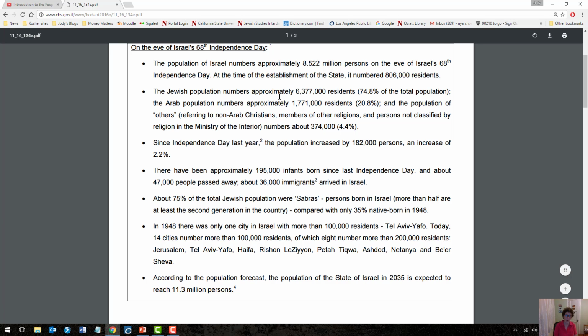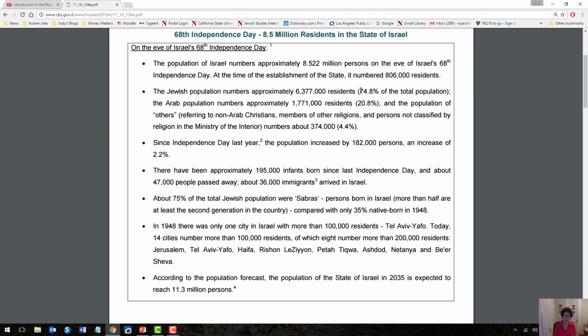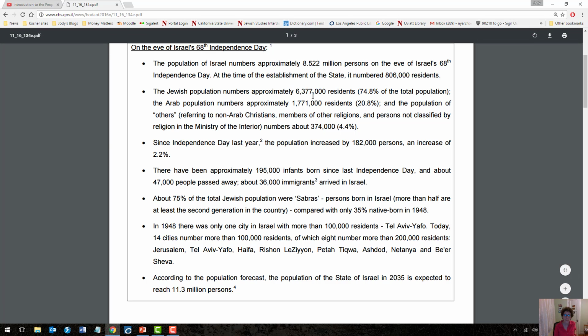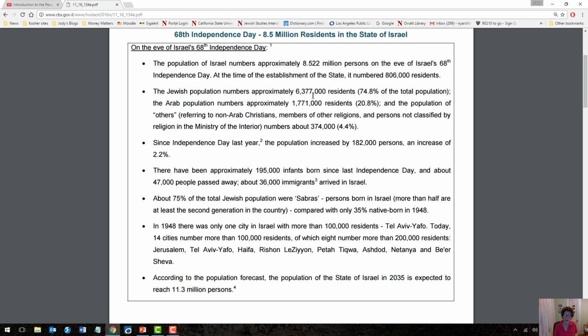Jewish population numbers approximately 6,377,000 residents. So 74% of Israel's total population is this. Let's say 75% of the total population is Jewish. The Arab population is 20% of the total, 1,771,000. And then there's a population of others, non-Arab Christians, members of other religions, and so on. And that's 374,000. I'm not sure how you get to be not classified by religion, but we don't have to worry about that right now.